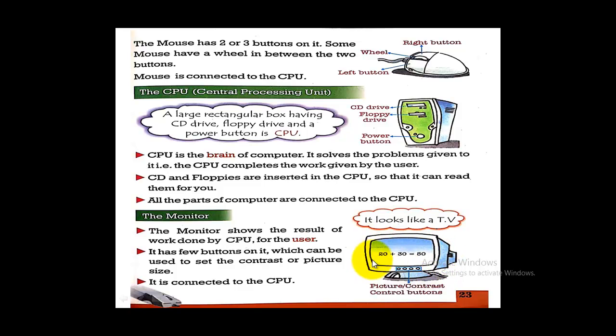CRT monitor. It may contain picture contrast control button, a power button, volume up down, and it may contain some buttons also. Then there are screen resolution settings. This is a CRT monitor. Nowadays computers have flat power-saving LCD or LED monitors. Okay, but this is a CRT monitor.